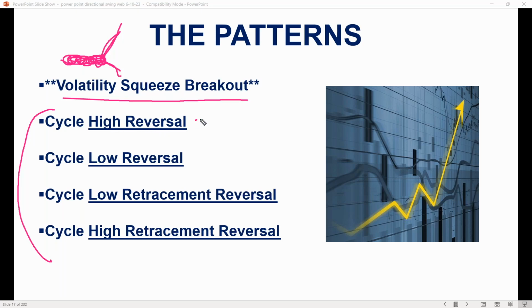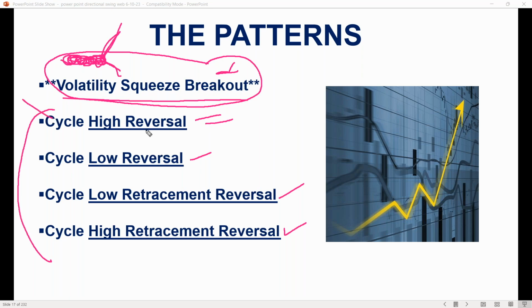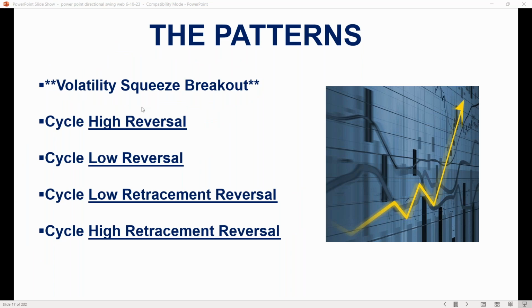Within a cycle high reversal, which we'll go through, or a cycle low reversal, or cycle low retracement reversal, or cycle high retracement reversal, I will look and go for that pattern first. So we'll go through some examples. These are the 4 basic market chart patterns that I'm looking for. But if I spot this volatility squeeze within these 4 patterns, which I really focus on, that's a potential trade setup. So let's go through and I'll show you what they look like.